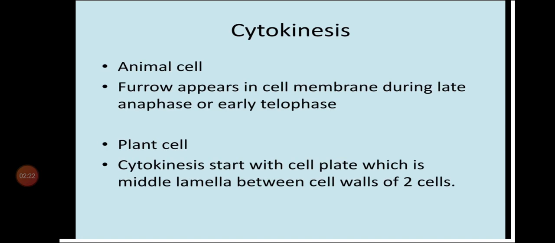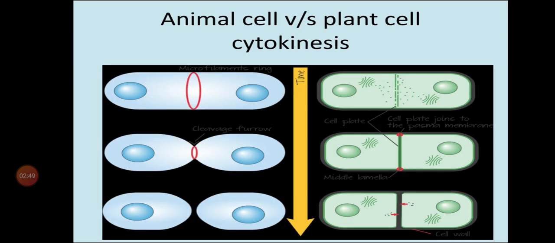At the time of cytoplasmic division, organelles like mitochondria and plastids get distributed into the 2 daughter cells. In short, we can say in animal cell, furrow appears in the cell membrane during late anaphase or early telophase, and in plant cell, cytokinesis starts with the cell plate, which is middle lamella between cell wall of 2 cells. You can see here clearly in this diagram animal cell versus plant cell.